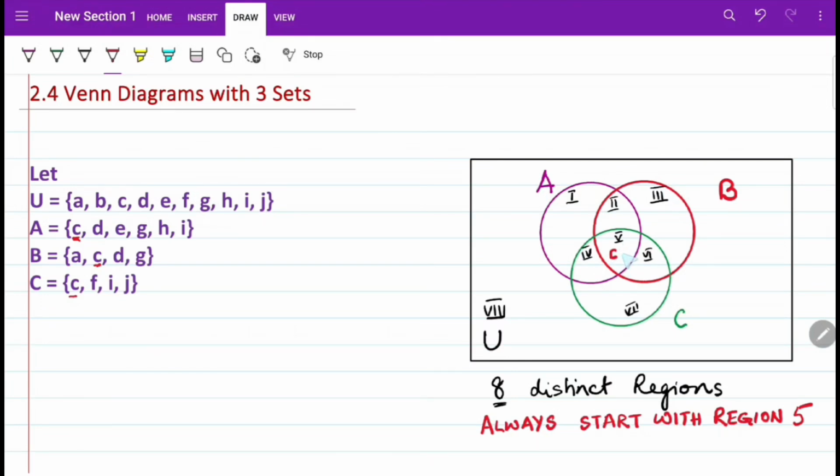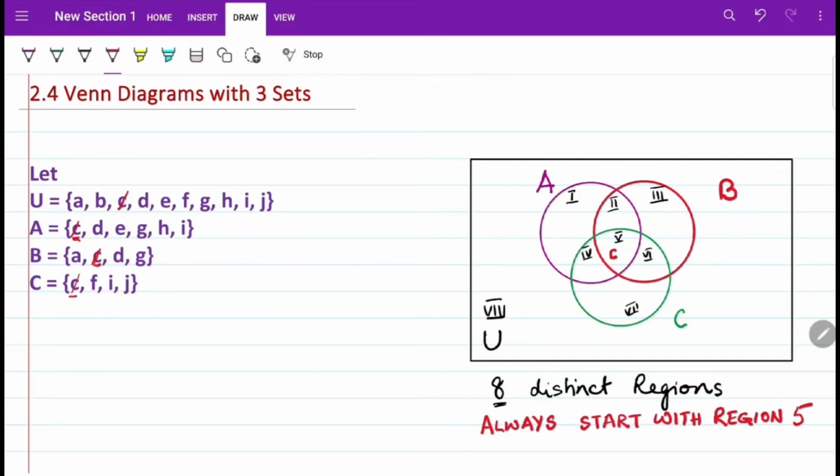And once I'm done writing the element there in region 5, I'm going to cross C out from all three sets because we are done with it, and also from the universal set, because if we do that, then it'll be easier for us to fill in the elements in the rest of the sets as we go along.